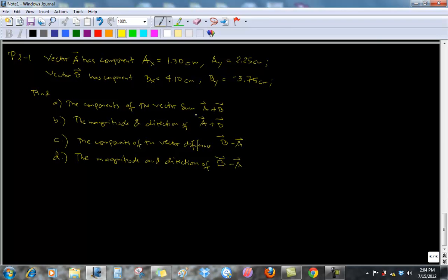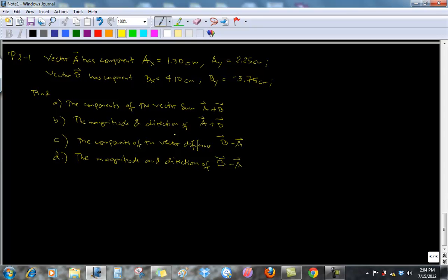Okay, so let's now try to solve problems in chapter 2 regarding vectors. In problem 2-1, vector A has component AX equal to 1.30 centimeters, AY equal to 2.25 centimeters. Vector B has component BX equal to 4.10 centimeters and BY equal to negative 3.75 centimeters. The question is, letter A, find the components of the vector sum A plus B. Then letter B, find the magnitude and direction of A plus B.